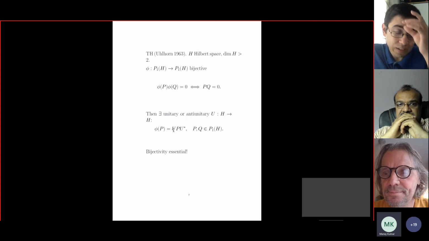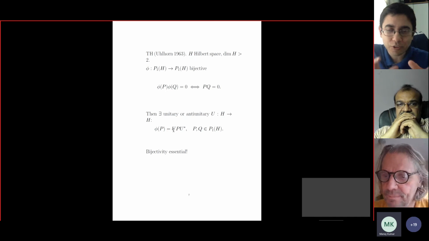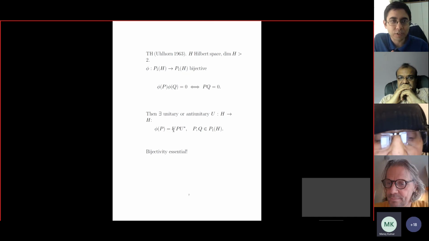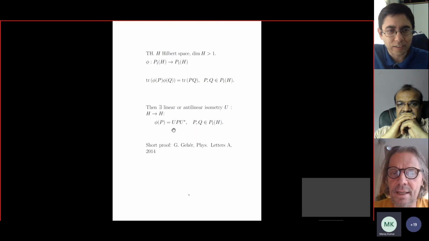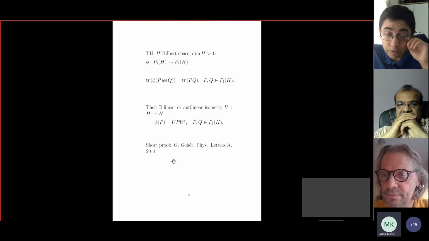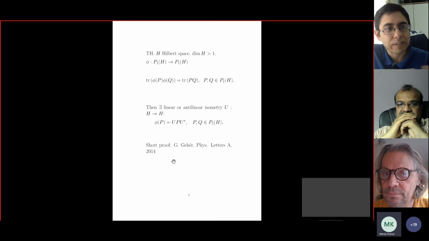I have one at the very beginning. You said Georgi had provided a very short proof of the non-bijective versions of Wigner's theorem, right? The Physics Letters paper or something like that. So does that argument also then go ahead to prove Wigner's theorem itself? If you add a bijectivity assumption, can this proof be refined to prove Wigner's theorem as well?